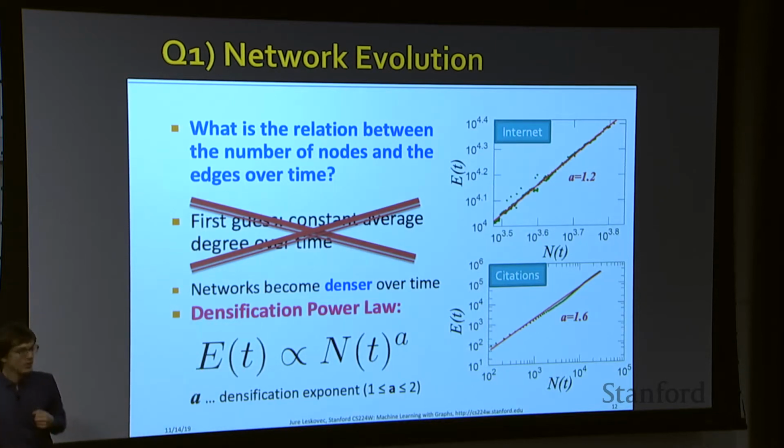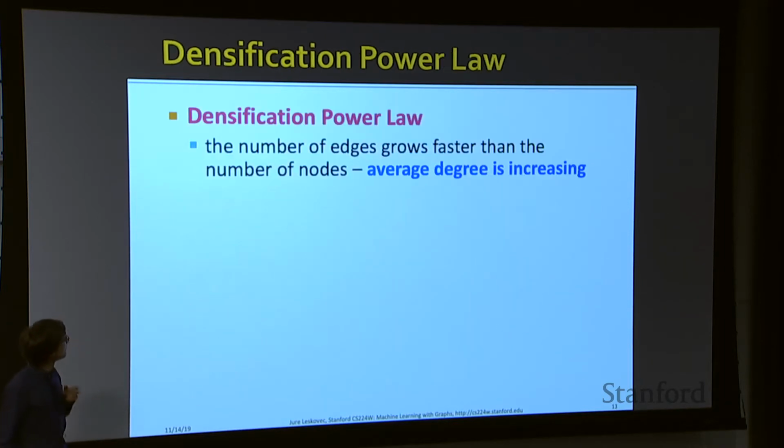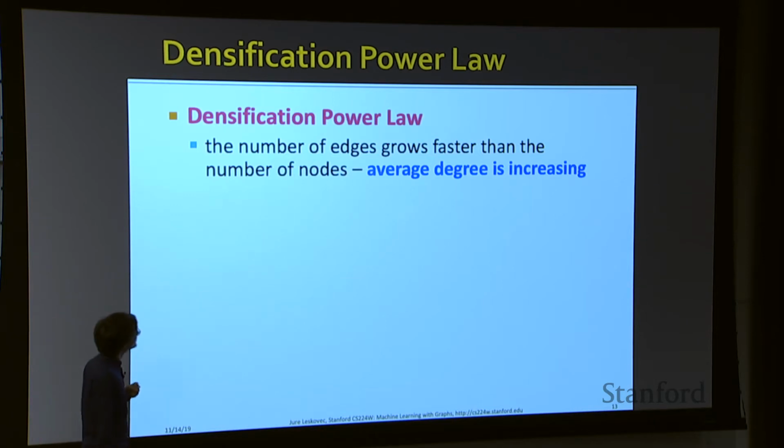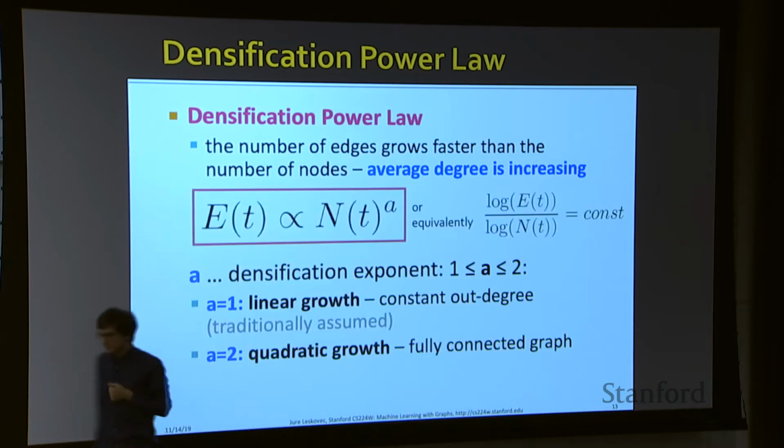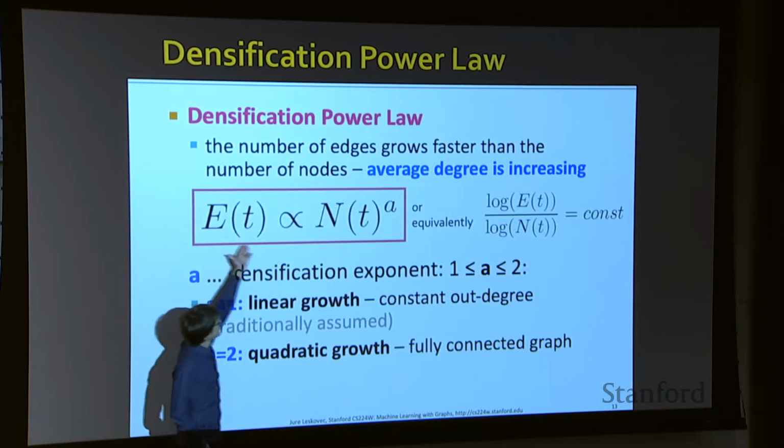There are more and more connections in there. So that's the first empirical observation. And I could show you a list of many other networks where this holds. So the observation is that the number of edges grows faster than the number of nodes, or that the average degree is increasing over time. The relationship is the following equation.